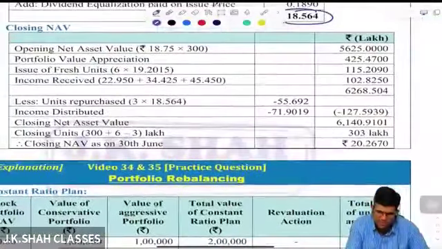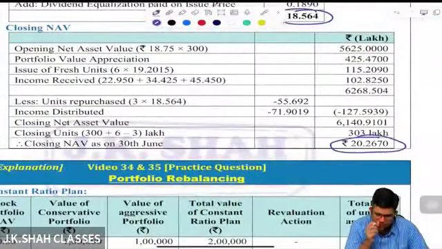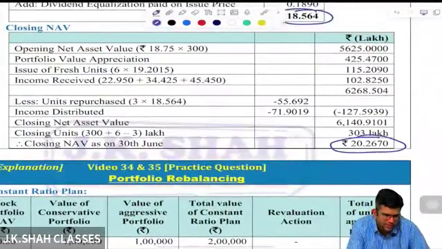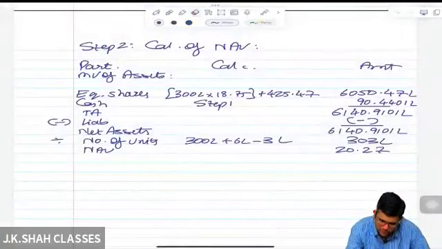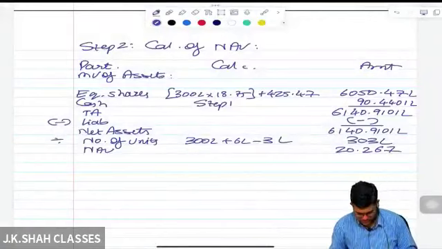ICAI also has the same answer. They took 3 decimals, 20.267. I think we also got the same. 20.267. Same answer we got. We rounded it off. If you want, we can keep 20.267. That's it. Understood? Okay.